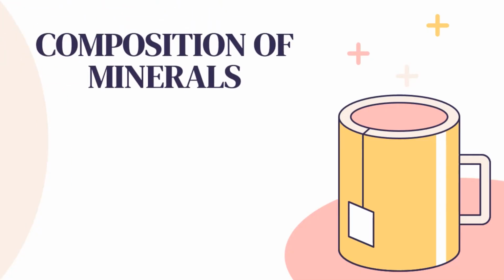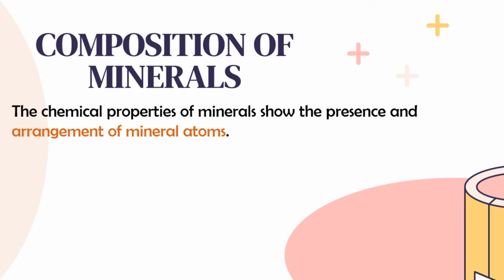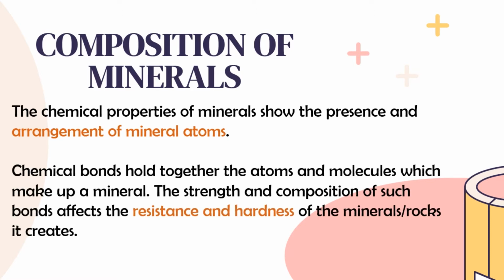Each of the nearly 4,000 minerals Earth has is a special material identified by its chemical composition and internal structure. The chemical properties of minerals show the presence and arrangement of mineral atoms. The chemical bonds hold together the atoms and molecules which make up a mineral. The strength and composition of such bonds affects the resistance and hardness of the minerals it creates.